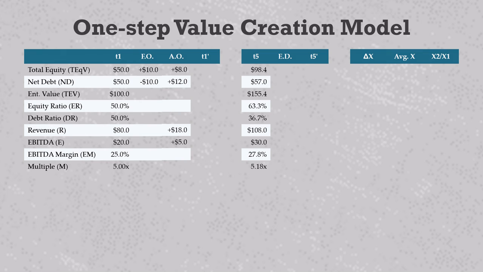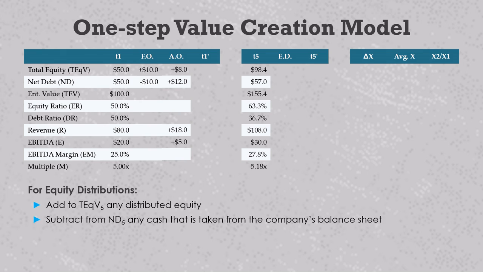For equity distributions, the rules are add to Tech V2 or Tech V5 any distributed equity and subtract from the net debt value any distributed equity that came from the company's balance sheet. For the $20 million equity distribution in this example, these are the adjustments.